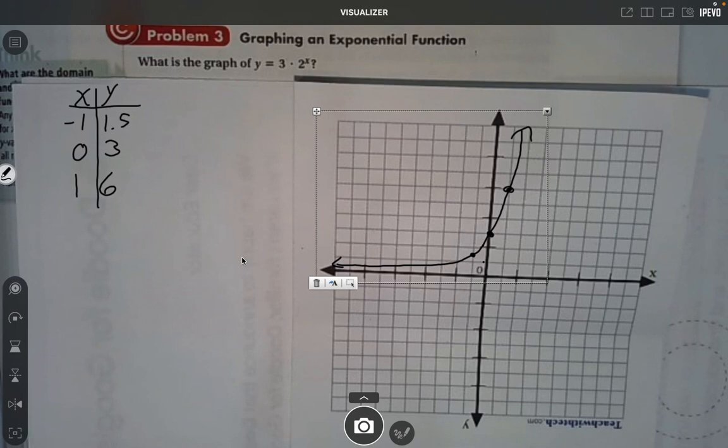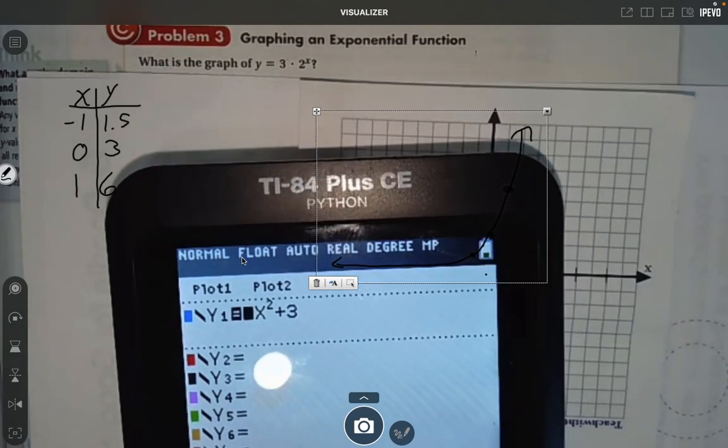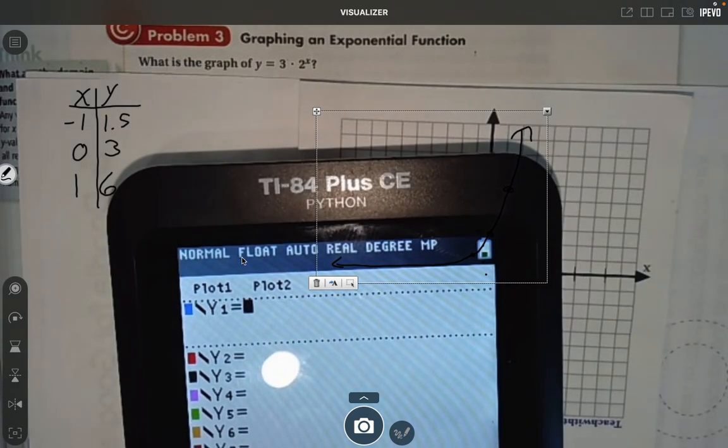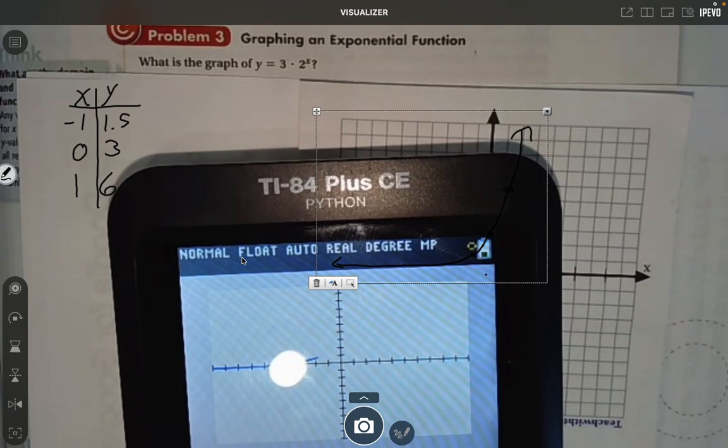Okay, the other way to do it, if you just press y equals on your calculator, and you type in 3 times 2 to the x. I'll go back through it in a second. I'll just show y'all first. And then if I graph it, there it is.